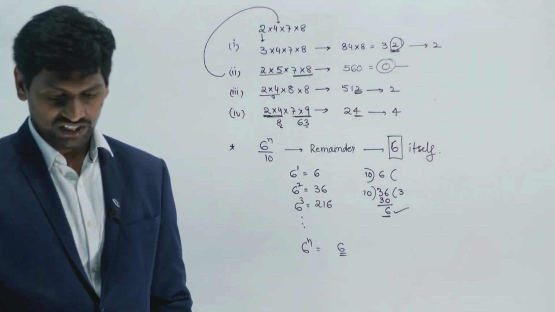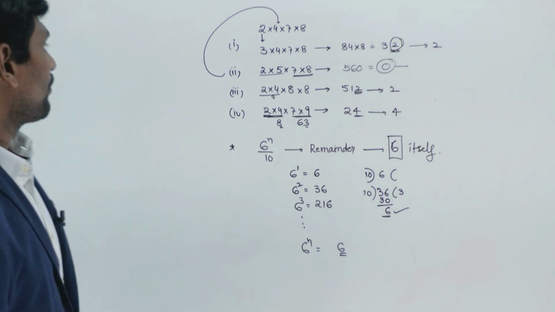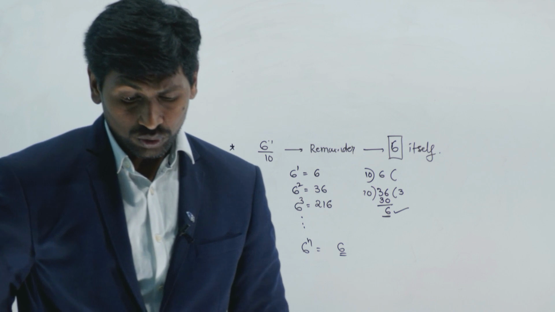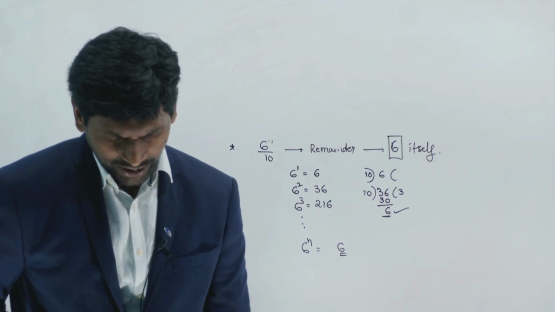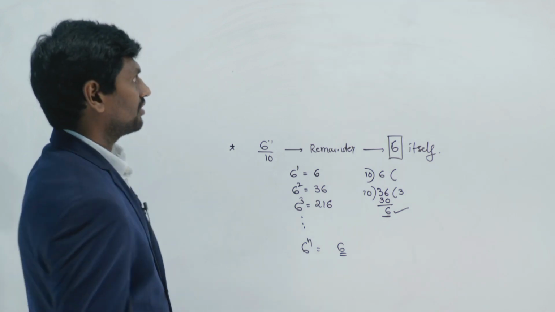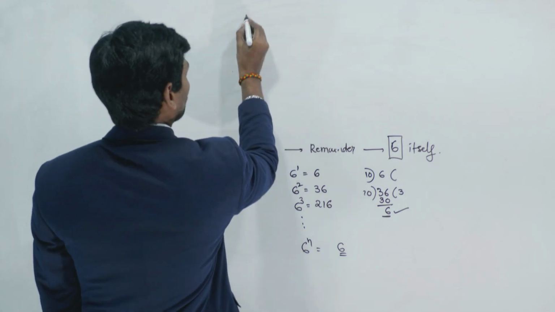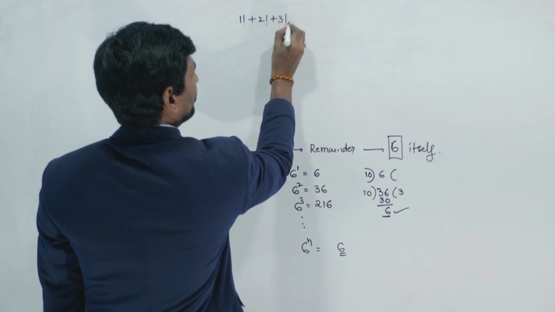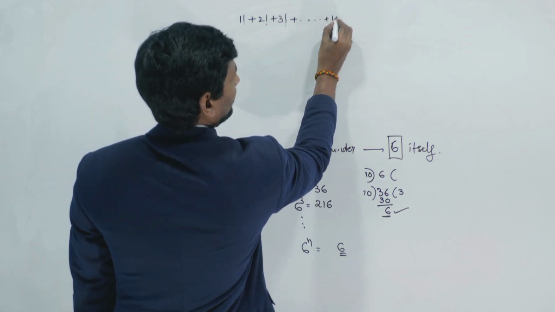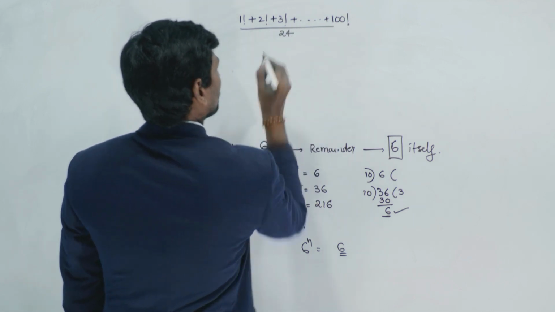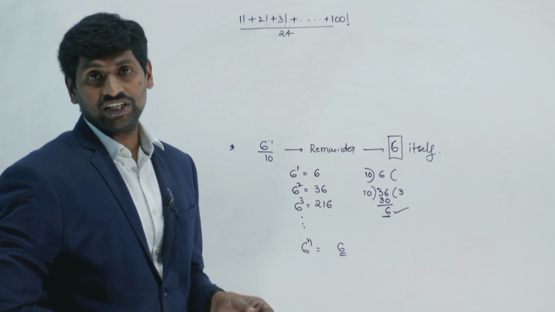Okay? Yeah, please. Yeah, let us go to the next problem. Find the remainder when 1 factorial plus 2 factorial up to 100 factorial is divided by 24. Same like the previous problem. 1 factorial plus 2 factorial plus 3 factorial up to 100 factorial is divided by 24. What is the remainder?